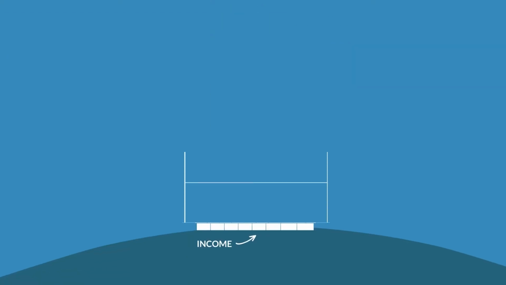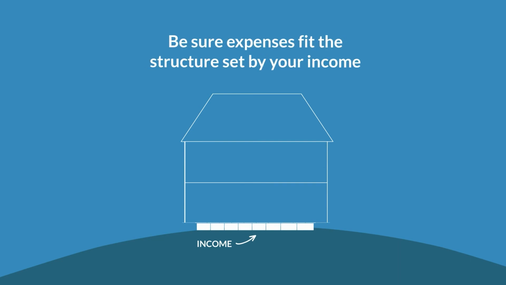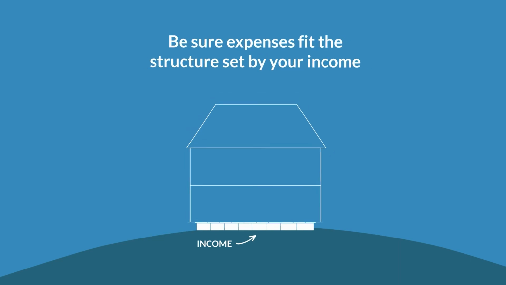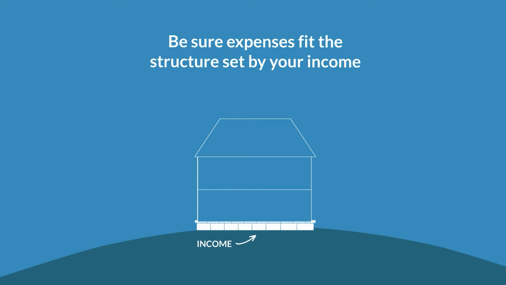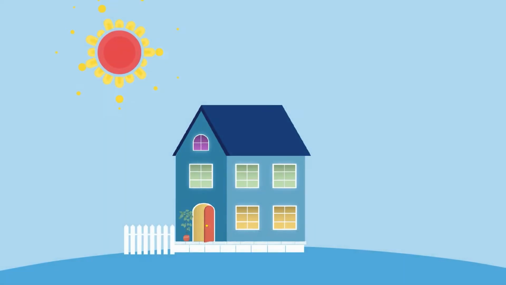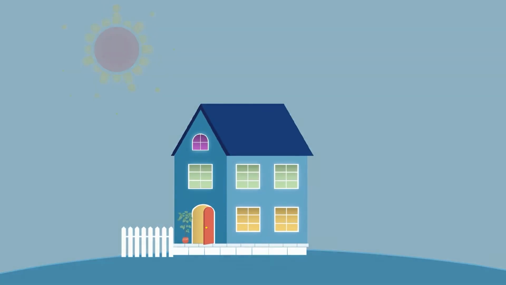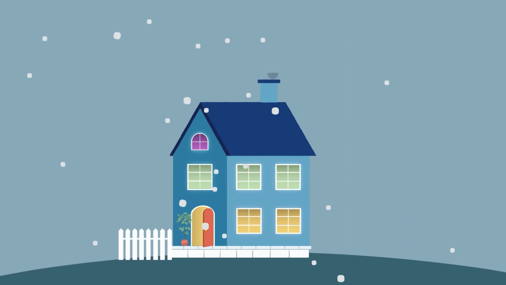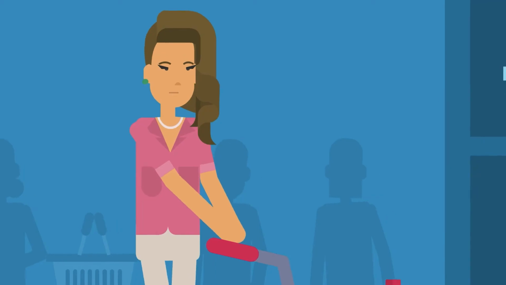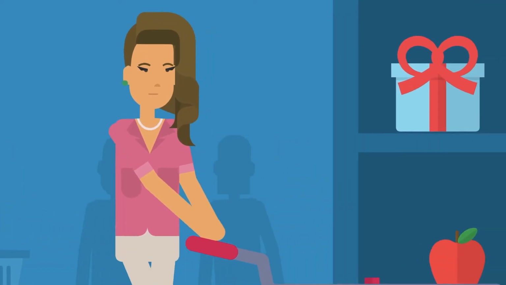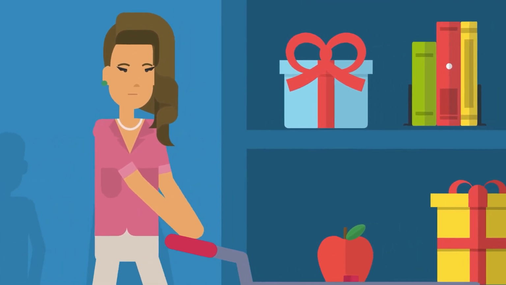Make sure the total expenses fit the structure set by your income. If one expense grows, something else may need to be cut or reduced. Remember to make seasonal adjustments. Utility bills and fuel costs typically change from summer to winter. Your budget can also be used to plan for key events like back to school and holiday shopping.